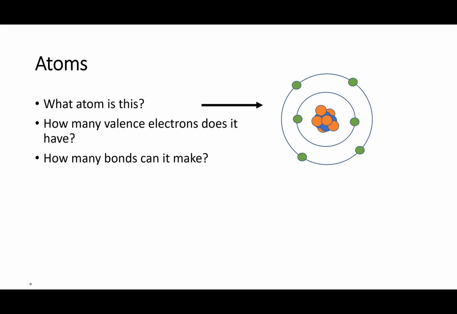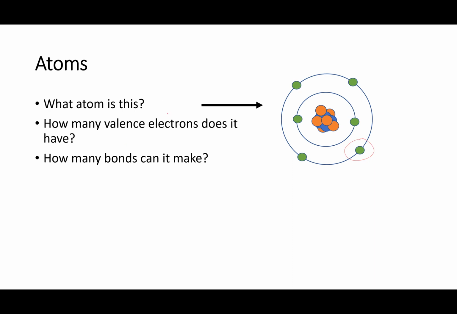Okay, what atom is this? Carbon, we know that. How many valence electrons does it have? It's got 4 valence electrons, and it's our favorite atom anyway. So it's always the answer. Not always the answer, but. Okay, so it's got 4 valence electrons.